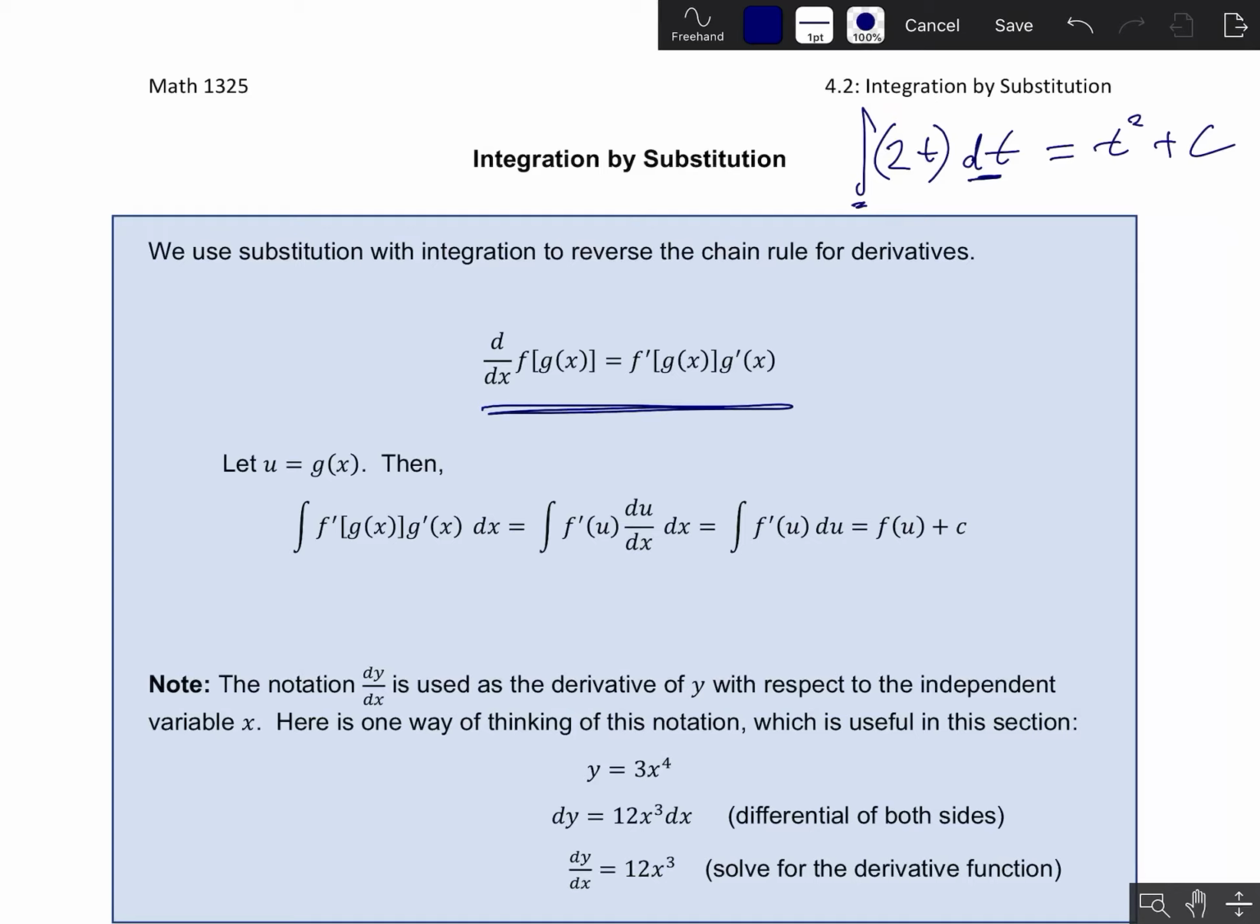So we know for differentiation that we have this nice chain rule: if you take the derivative of f of g of x, so that you have an outside function and an inside function, then the chain rule says that you should take the derivative of the outside function, leaving the inside function alone, and then multiply by the derivative of the inside function. So today we're going to see how to invert this process. So we're going to take the antiderivative of this right-hand side.